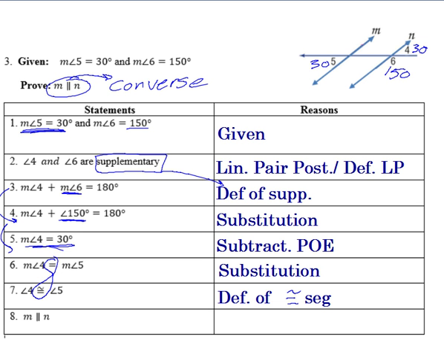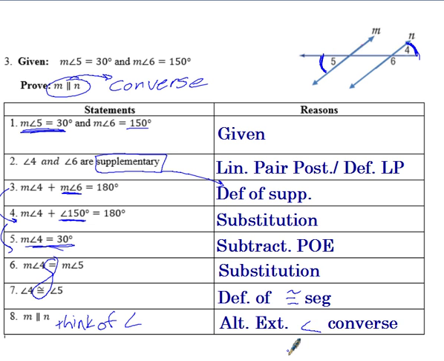So now finally, if I know that 4 is congruent to 5, now I'm proving these lines parallel. What's the angle relationship? Remember, think of the angles. So the angle relationship between 4 and 5 is that they are alternate exterior angles. And because we're proving lines parallel, we want to use the alternate exterior angle converse. Converse, converse, converse, because we're proving lines parallel.